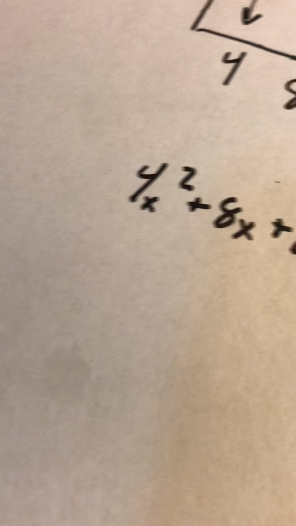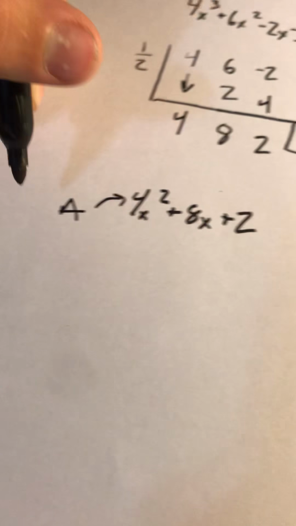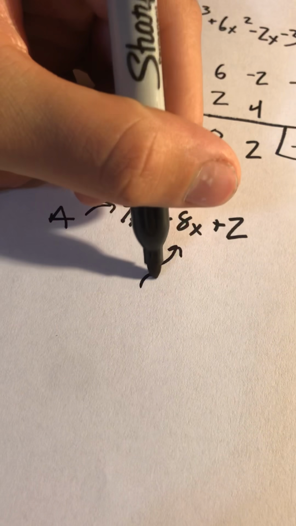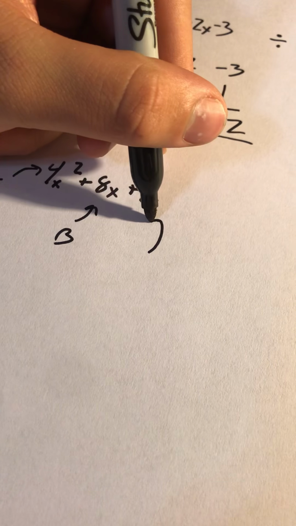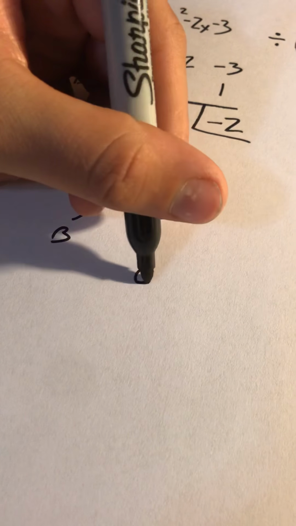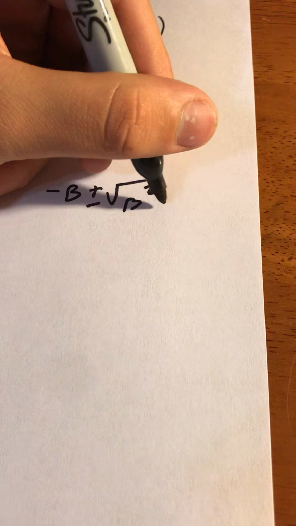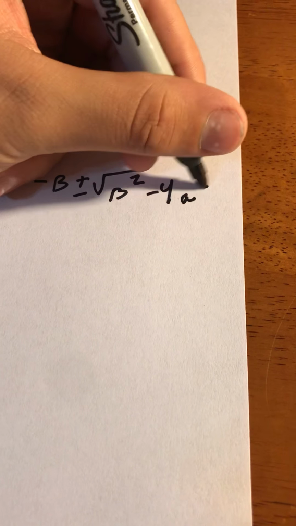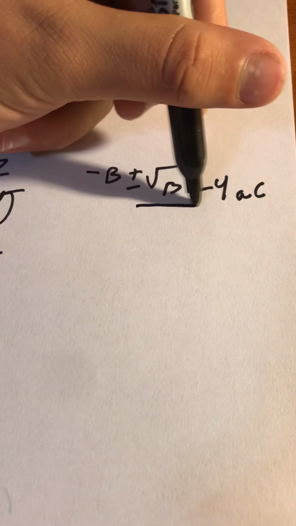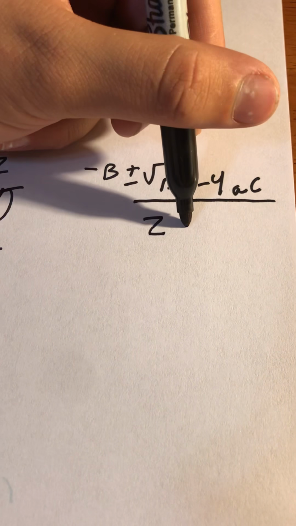And we can just plug this into our quadratic formula, changing this into our a term, b term, and our c term. And as a reminder, our quadratic formula is -b plus or minus the square root of b squared minus 4ac, divided by 2a.